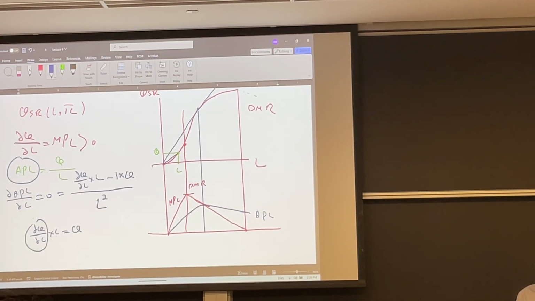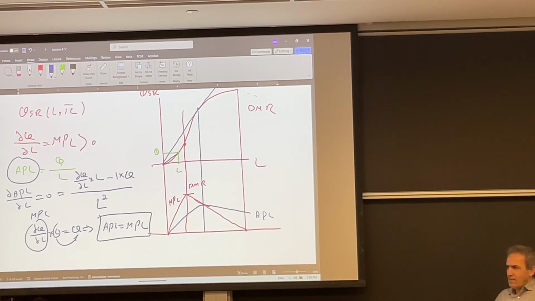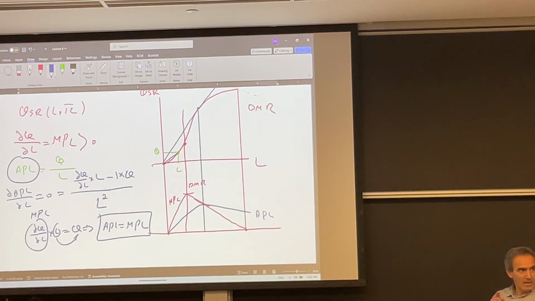That's MPL. If you take this down there, that would be APL. So the outcome is when the average is maximized, APL must be equal to MPL. That's just math. Anytime you maximize or minimize the average, it doesn't matter what the area is, what the application is, you always equal the margin at that point. So the margin guides the average. Think about it.